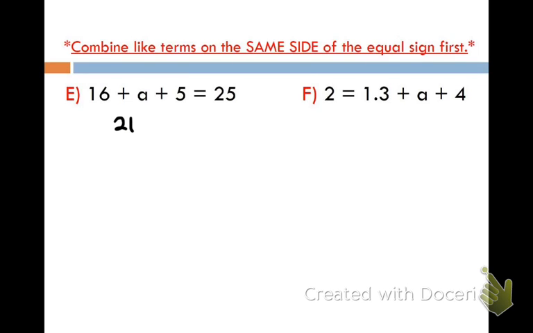You cannot combine this side with that because it's on the opposite side of the equal sign. So now I have 21 plus a equals 25. That looks a little bit more similar to what I've been doing all day today. Okay, what's my variable here? A. How do I get a by itself? Negative 21. I've got to do the opposite of 21. Do it to both sides.